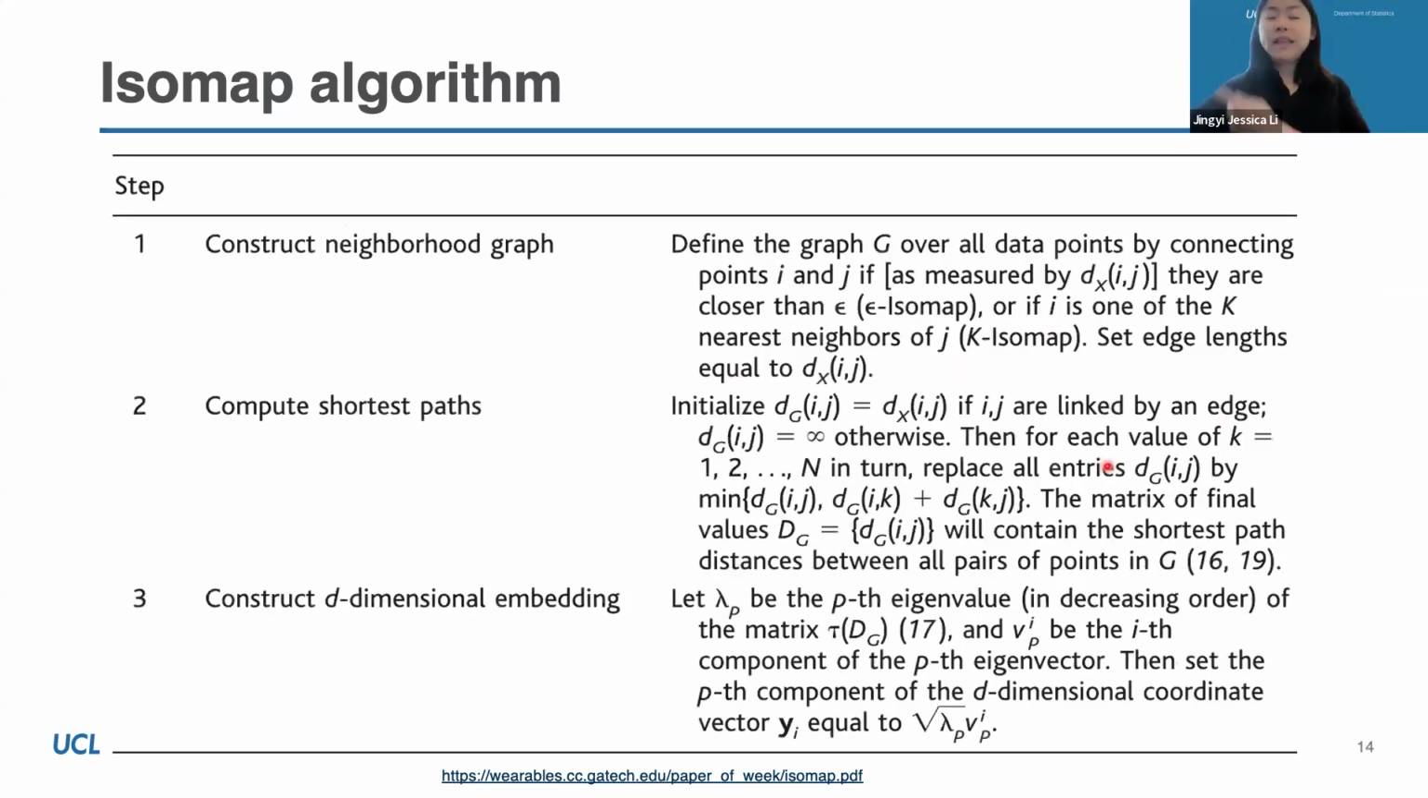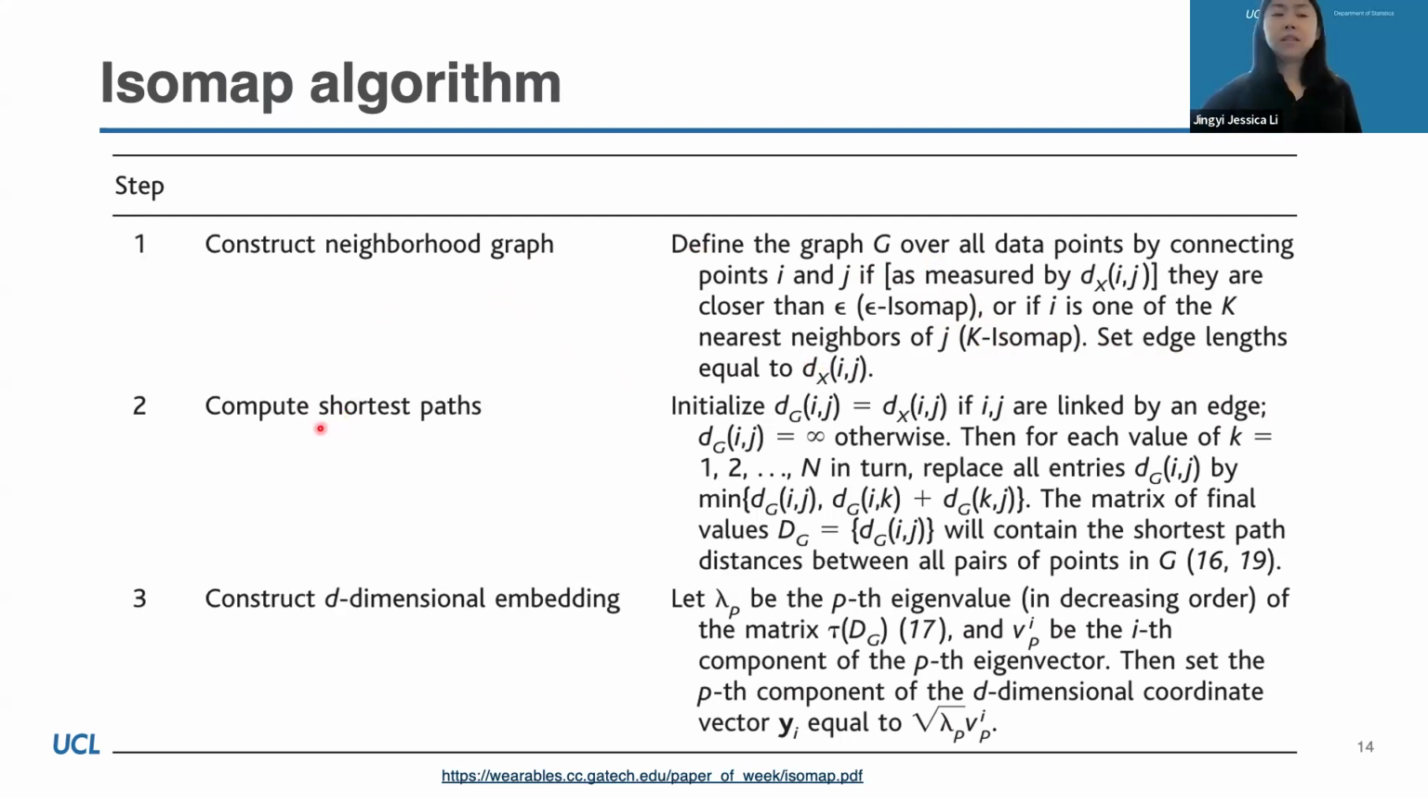This is the Isomap algorithm, three steps. Let's reiterate it so that you can have this review. First step, construct the neighborhood graph. Connect points i and j if, as measured by dX(i,j) in the input space, they are closer than epsilon, which is called epsilon-Isomap, the epsilon neighborhood connecting nodes into edges. Or connect them if i is one of the k nearest neighbors of j, which is called k-Isomap. So there are two versions for the graph construction. Set edge length equal to the Euclidean distance.